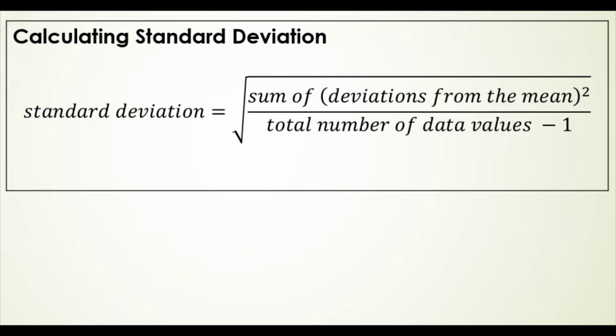So first we're going to calculate all the deviations from the mean, and we're going to square each of those deviations from the mean. Then add up all of the squares of the deviations. Once we have that number, we're going to divide by the total number of data values minus 1. And then we'll take that number and take the square root of it. And that will give us our standard deviation.